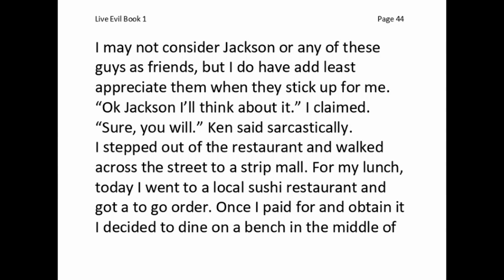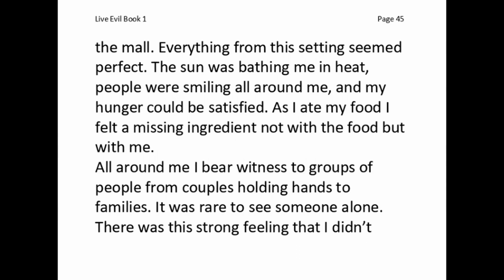"Okay, Jackson, I'll think about it," I claimed. "Sure you will," Ken said sarcastically. I stepped out of the restaurant and walked across the street to a strip mall. For my lunch today, I went to a local sushi restaurant and got a to-go order. Once I paid for and obtained it, I decided to dine on a bench in the middle of the mall.